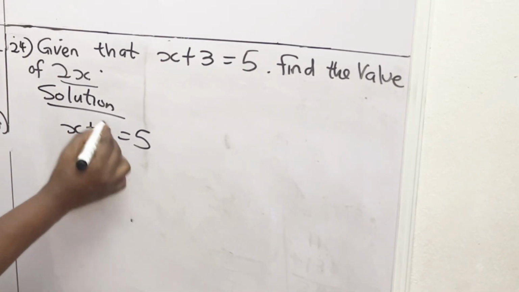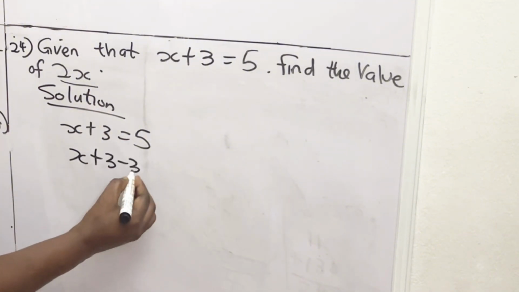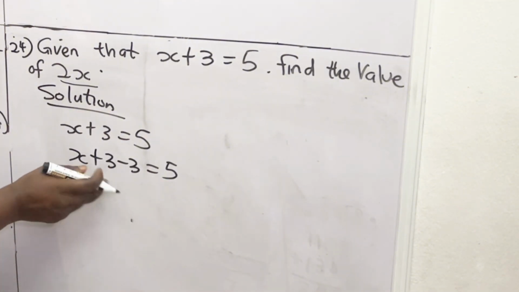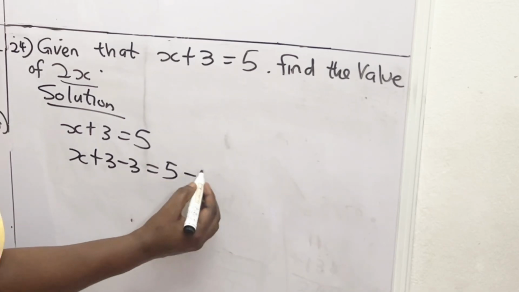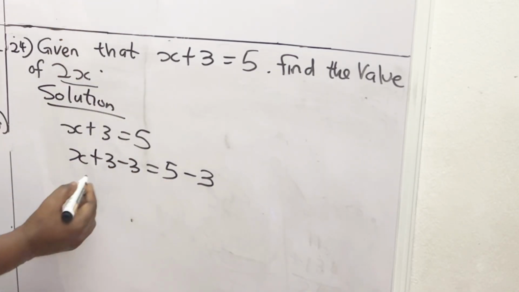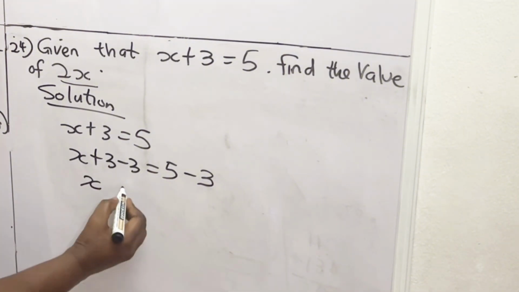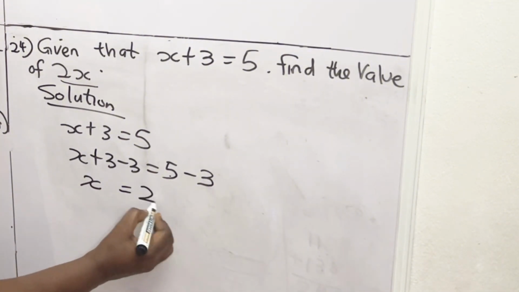Remember, what do we do to eliminate plus 3? You take away 3. So that will be 0. Whatever you do to the left hand side, you do also to the right hand side. So that is how 3 would go away. You'll be left with x, because 3 minus 3 is 0. So x equals 5 minus 3, which is 2.